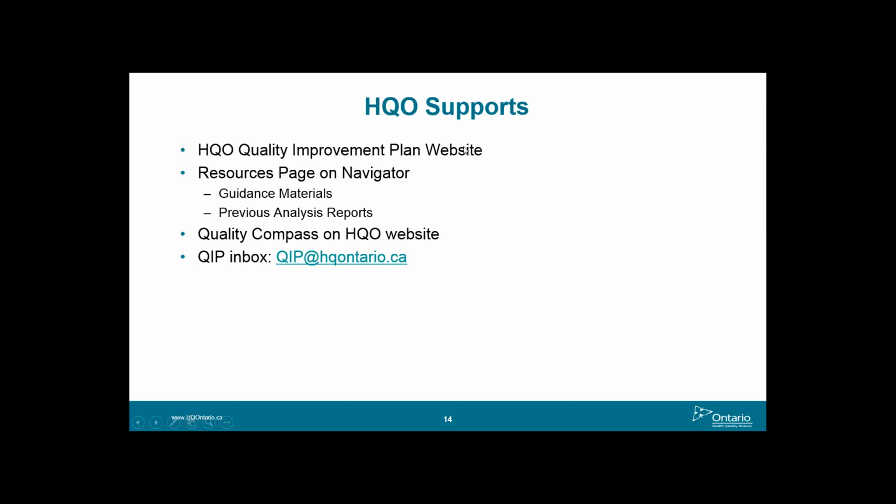And just generally, when you're looking for some support doing your quality improvement plan, there is always the HQO Quality Improvement Plan website. Again, that resources page. There's the Quality Compass on the HQO website, and I'll show you that a little later. And as always, you can reach us through the QIP inbox. Someone's always manning that inbox. And maybe not so much on the weekend, but actually towards submission time, we do tend to watch it on the weekends as well. Things get kind of busy.